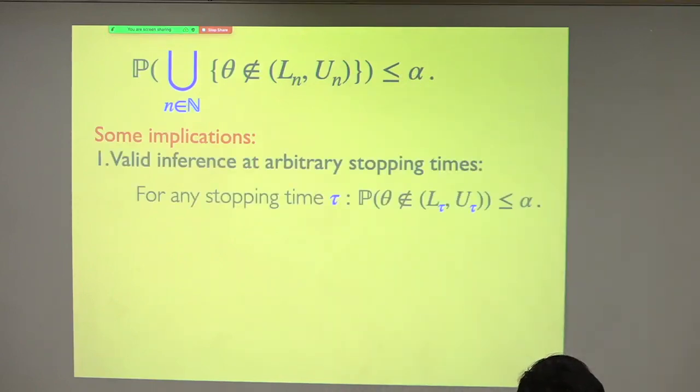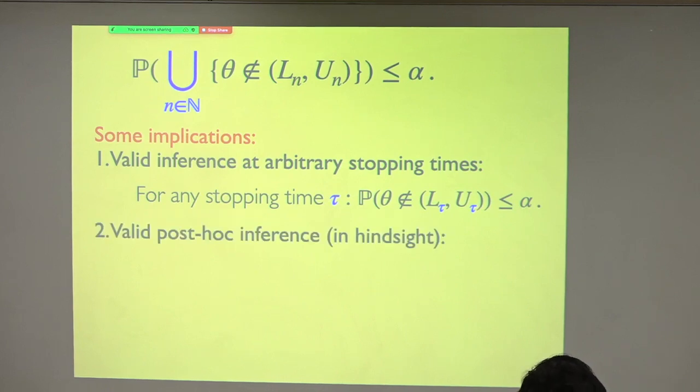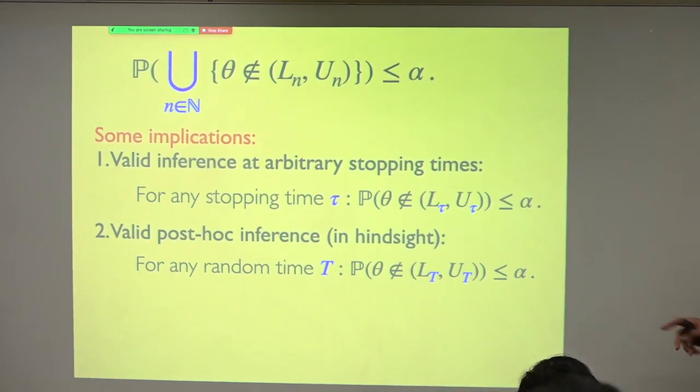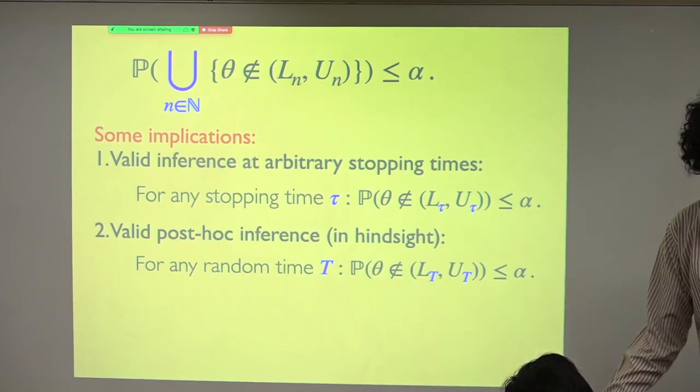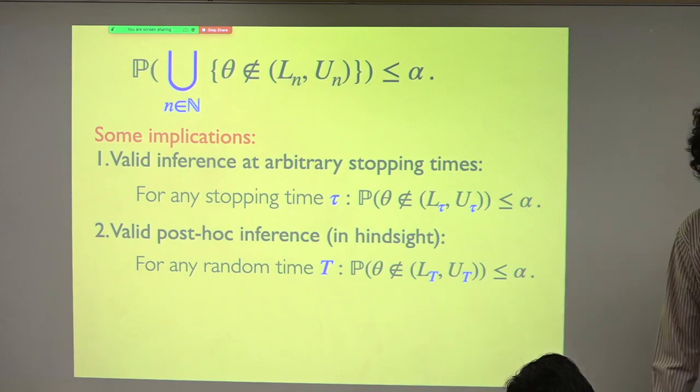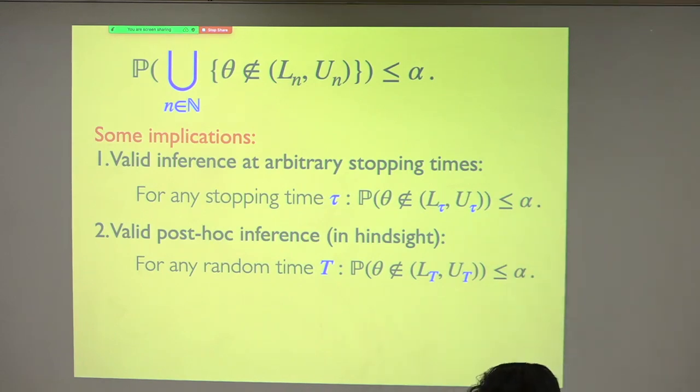And I said some implications are you get valid inference at arbitrary stopping times. You actually also get post hoc inference in hindsight. So for any random time t that's not a stopping time, you actually still get a valid confidence interval. Suppose you're running a sequential experiment and you stop at time 120, and then your boss asks you, why did you not stop at half the stopping time? Why did you not stop at time 60? Time 60 is not a stopping time, it's a random time. It's half the stopping time, which is not a stopping time. But you can say, well, this was the confidence interval at time 60. It's actually a valid confidence interval at time 60, and it was not good enough for me to stop. You can have valid post hoc inference.